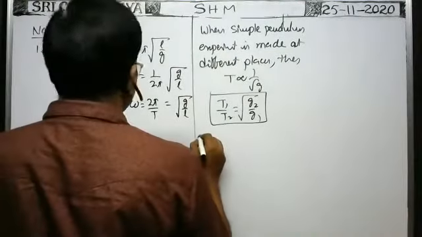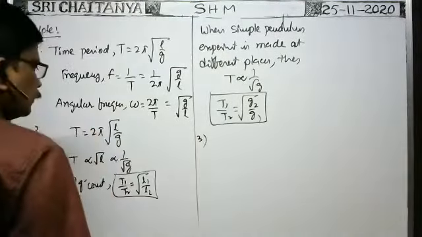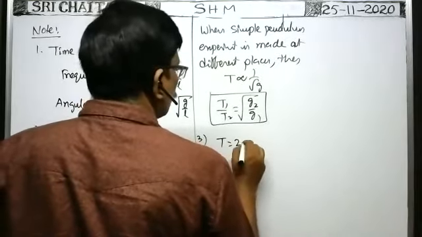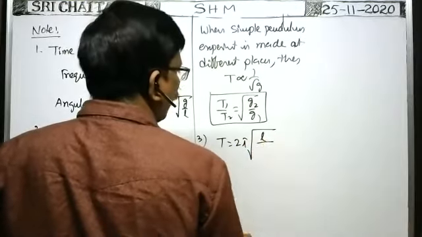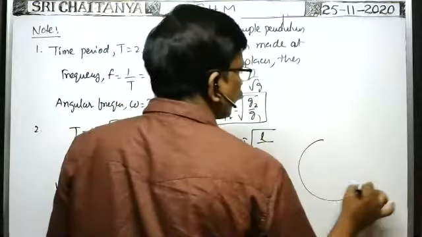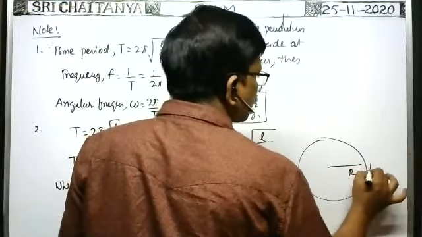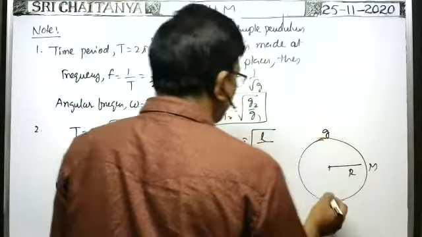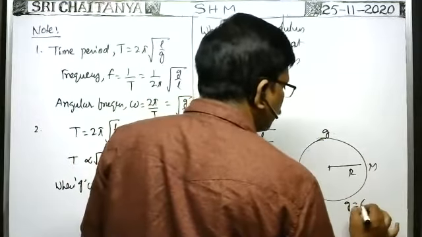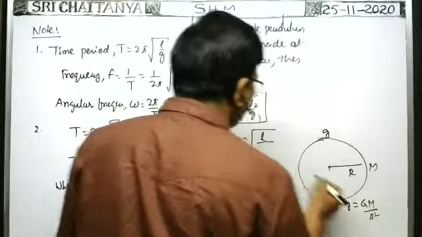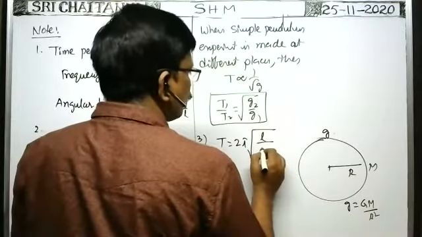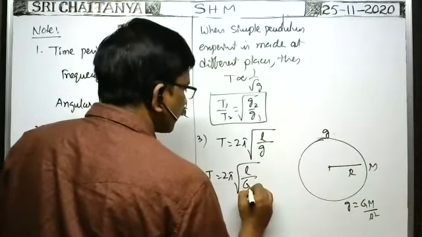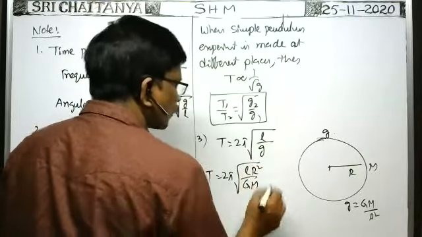Okay, next. Third one, time period T is equal to 2 pi into root of L by g. On the surface of the earth of radius capital R, mass of the earth capital M, acceleration due to gravity g, then we can write small g is equal to capital G capital M by R square. We can write like this also: 2 pi into root of L by g means capital G capital M by R square, means into R square.